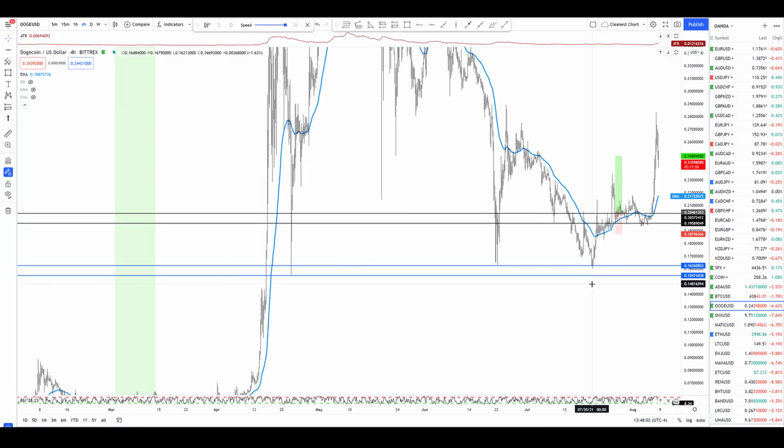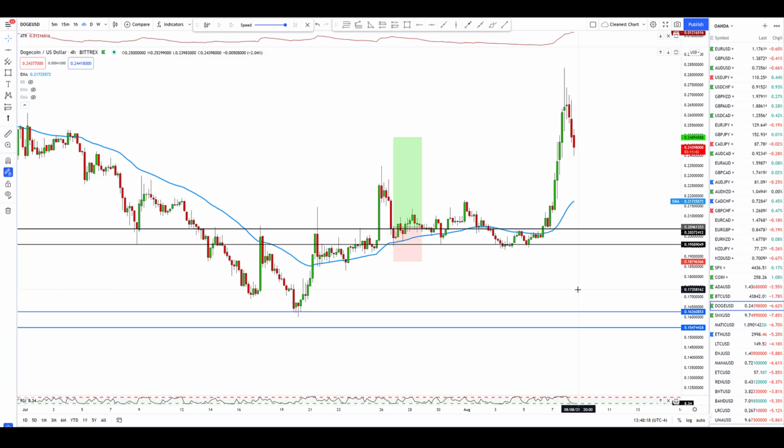So if we scroll the chart back, you can see that this was a level that also was tested multiple times by price here on Dogecoin. So that's a look at how this system would work in the crypto market. Let's take a look at the S&P 500.